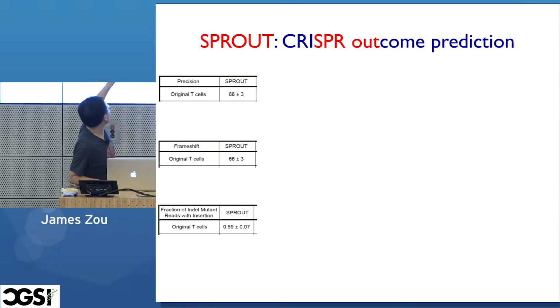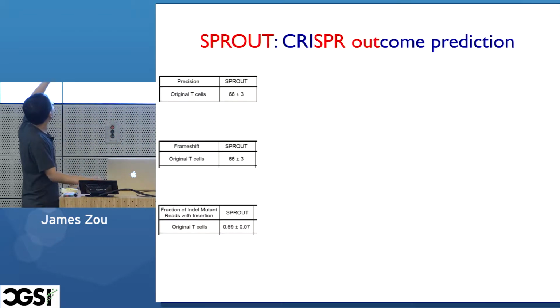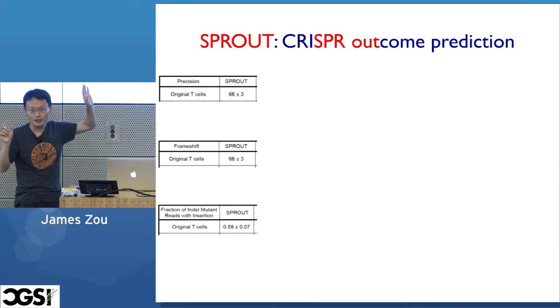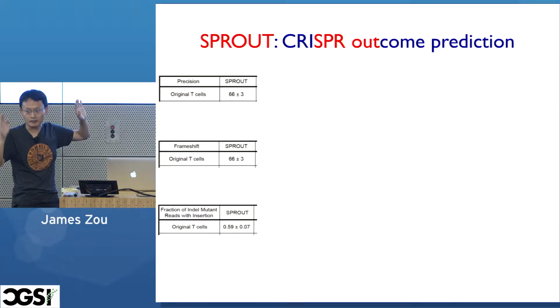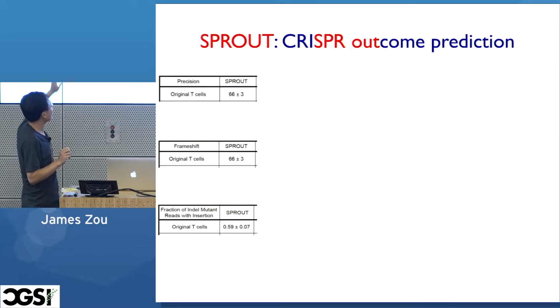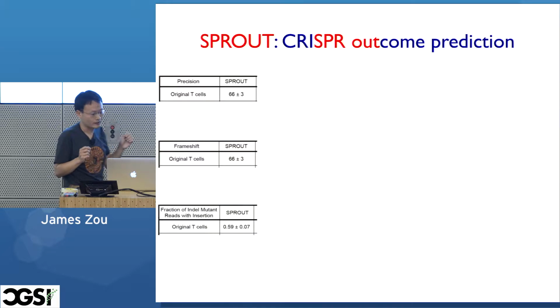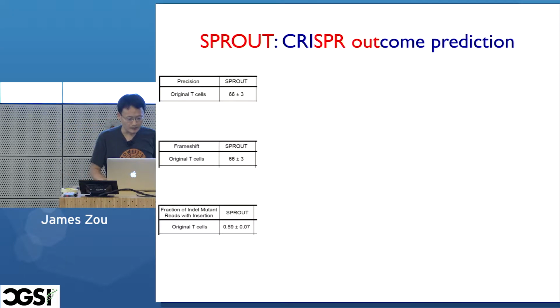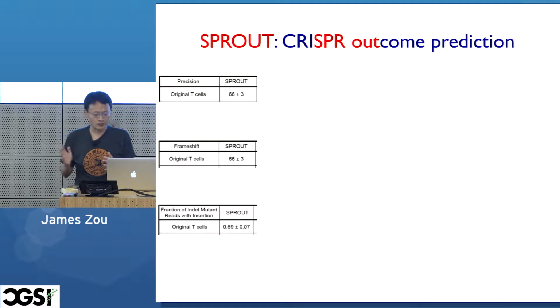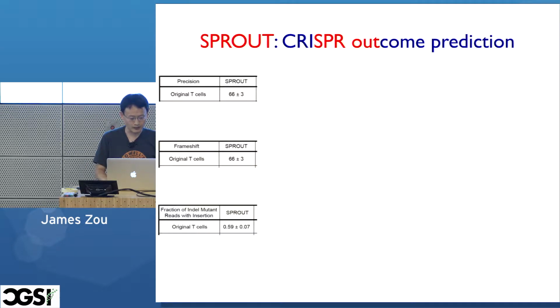And here we're talking about three types of predictions. For precision, how precise is the edit outcome at each location? How likely is it to have a frameshift? And the part that's hidden here is how likely you are to have insertions rather than deletions. So Sprout is the algorithm that we developed, and it's getting, I think, quite reasonable accuracies on these T cells. There's a lot of intrinsic biological variation here, so we're not going to expect to get close to 100% accuracy, but it's getting relatively good accuracies.